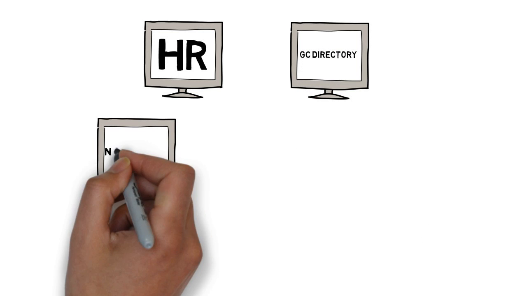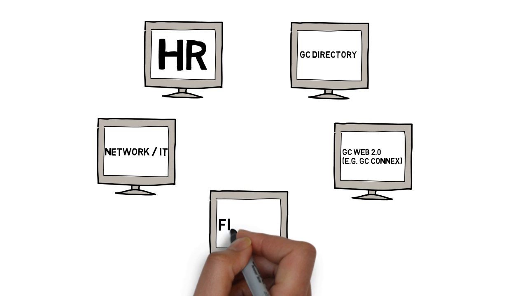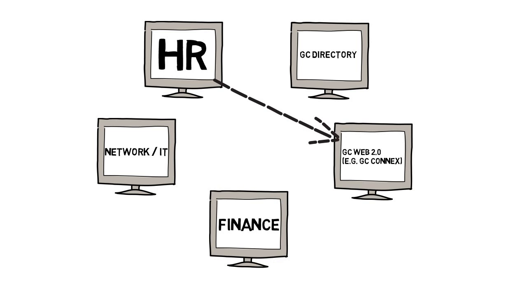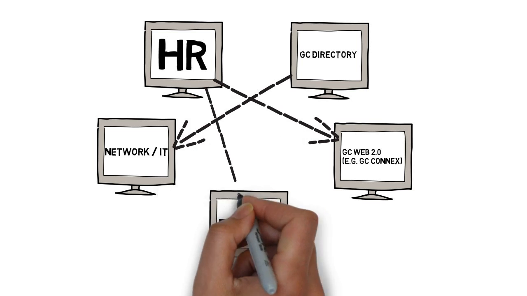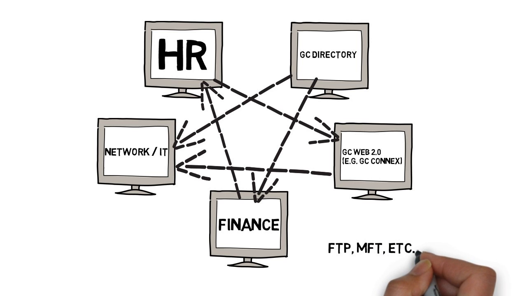Today, enterprise systems are not connected. Information is being manually transferred between each other using outdated methods such as FTP, MSFT, database links, etc. The consolidation of enterprise systems has begun.